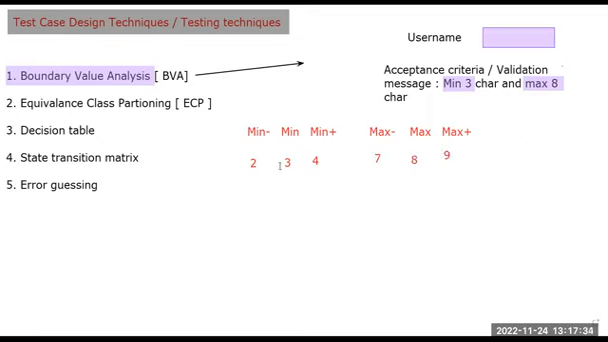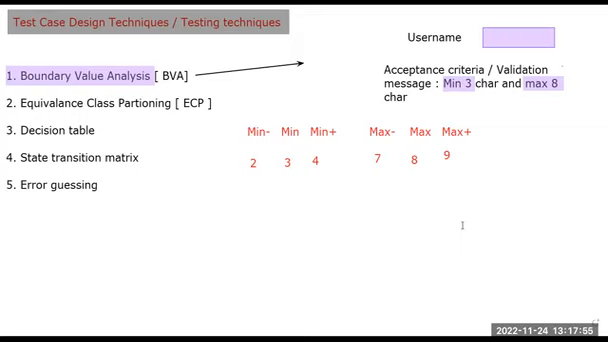We are just taking the boundary touching values. For the minimum character, what are the touching values we are having? The touching values are 2 and 4. For the maximum range, we also have touching values. What are they? 7 and 9. It means we are analyzing the boundary values of this minimum and maximum character.